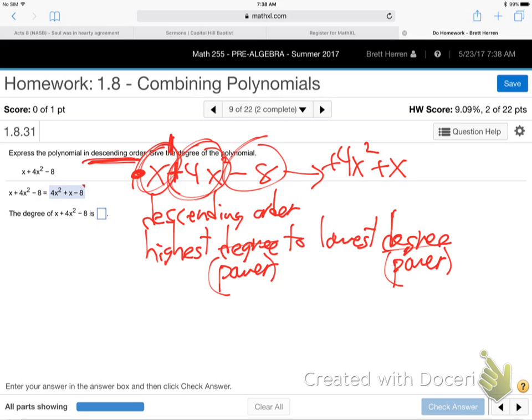Okay, and lastly comes the minus 8. That minus, that's his baby. That stays in front of him wherever he goes. Yeah, so that's what they want. Highest power to lowest, which is what they did. Okay, next question is the degree.